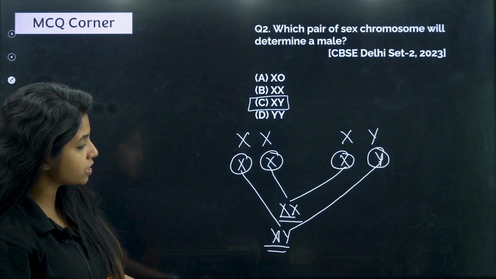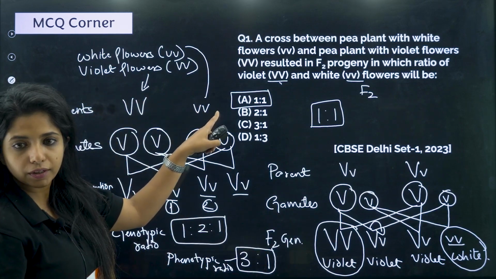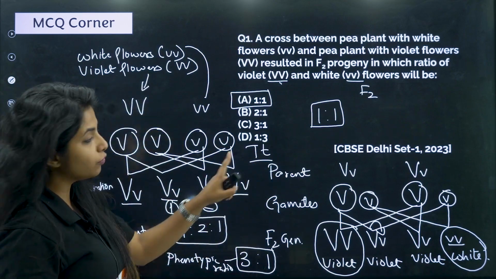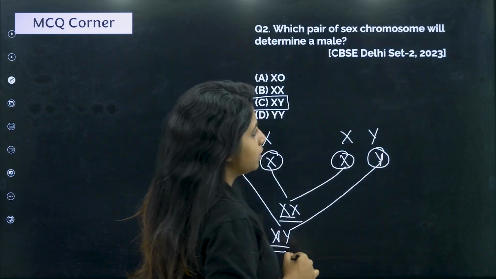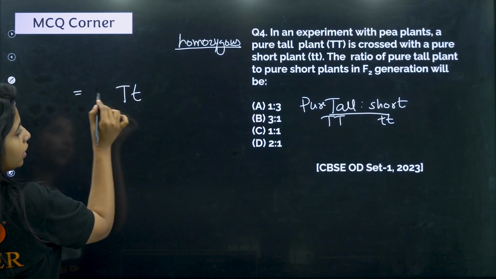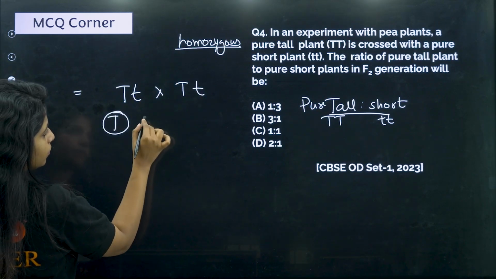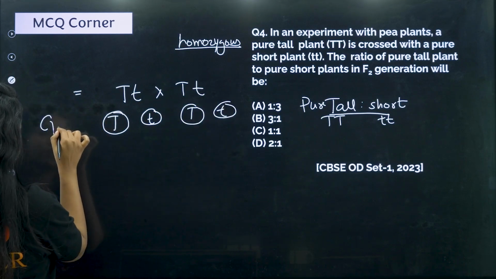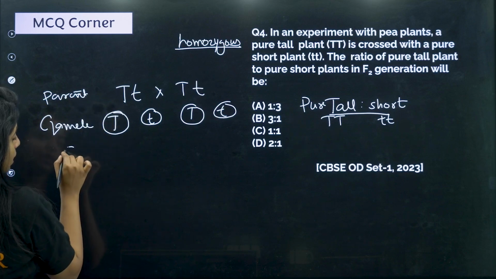So this question is exactly similar to this. So you had capital T, small t over here. You got all capital T, small t over here. Then you fused capital T, small t. This is the F1 generation product that you got. Now we are going to fuse this. So either it can be capital T or it can be small t. This is the gamete. This is the parent. This is the F2 generation.